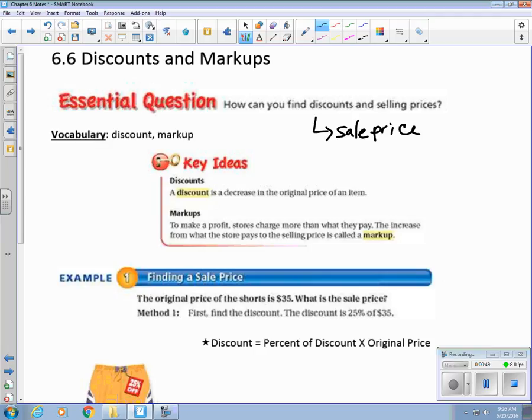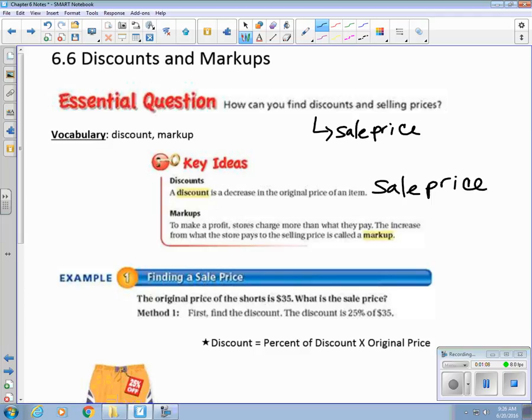All right. Our vocabulary is discount and markup. So again, we already said that a discount is a decrease or a sale price. All right, so a discount is a decrease in the original price of the item. So again, I'll write here, it's a sale price when the price goes down, okay?